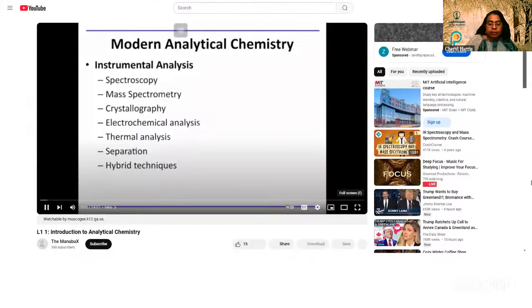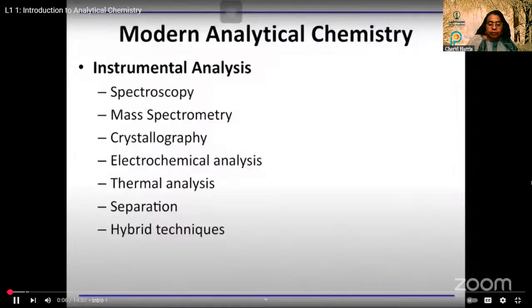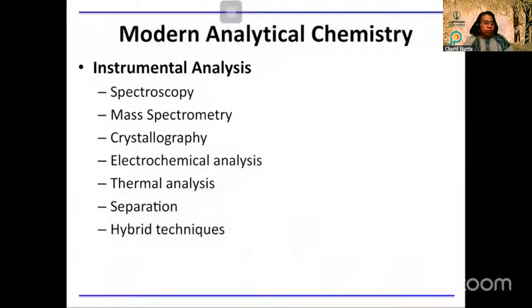All right, so we're looking at the modern counterpart of traditional analytical chemistry. The development of modern analytical chemistry has led to the advances of instrumental analysis. Under instrumental analysis, analytical tools and concepts such as spectroscopy, mass spectrometry, crystallography, electrochemical analysis, thermal analysis, separation techniques, and hybrid techniques fall under.